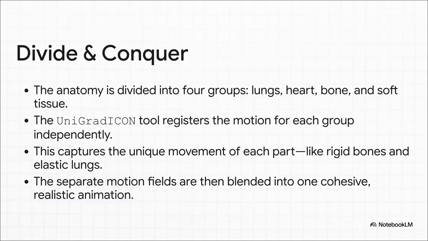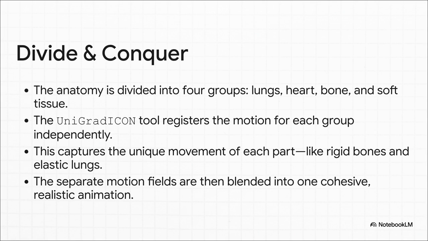The solution is super elegant. It's basically a divide and conquer strategy. They break the anatomy down into 4 main groups. You've got the lungs, the heart, the bones, and then all the other soft tissue. A tool called Unigrad Icon then calculates the motion for each of these groups on its own.